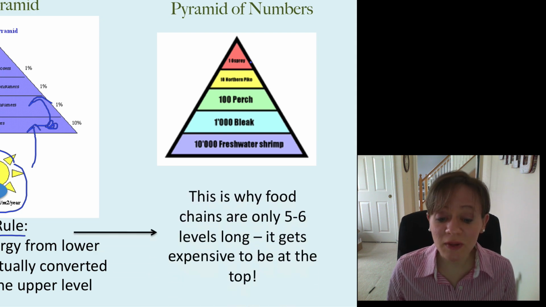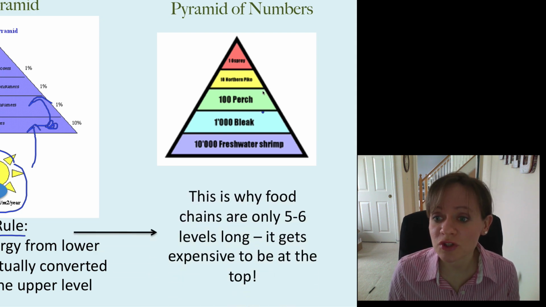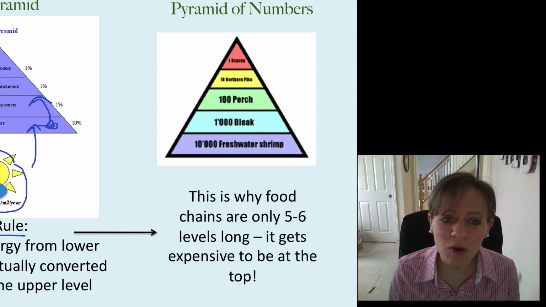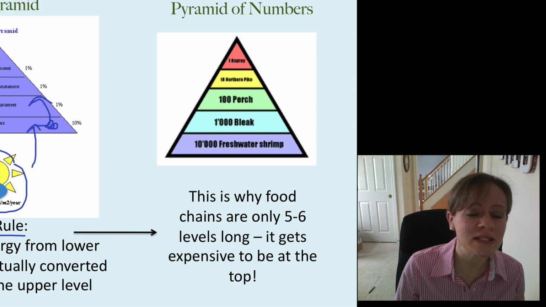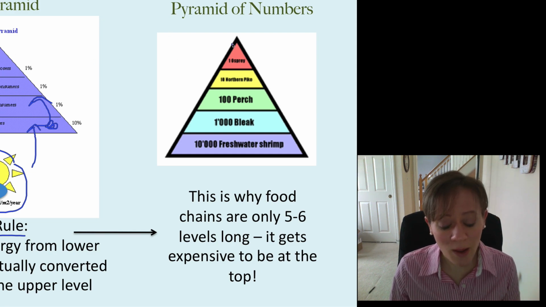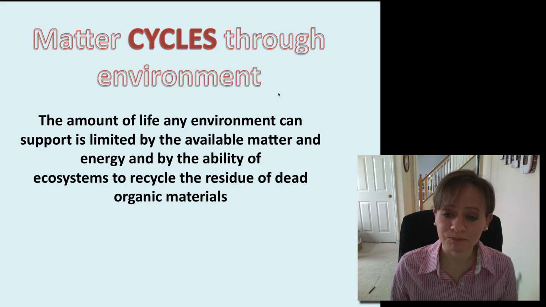So this 10% rule explains why food chains are only 5 or 6 levels long, because it gets expensive to be at the top. You're only converting 10%, and what you have to work with is also 10% of what it was before. As you keep going, you're exponentially decreasing the amount of energy available to you, which is why there's not a lot of top-level predators in a food chain.